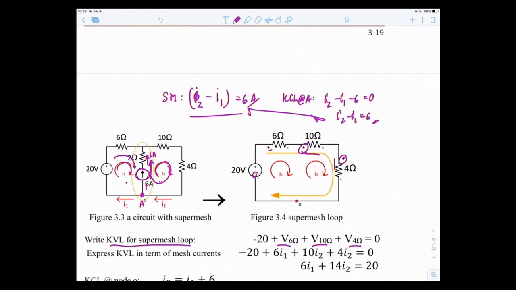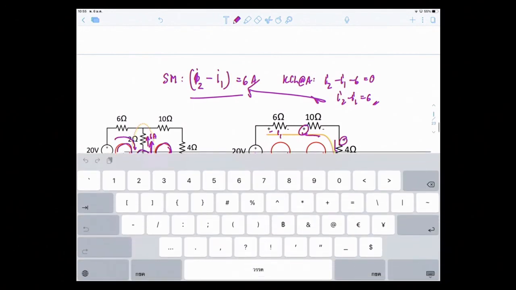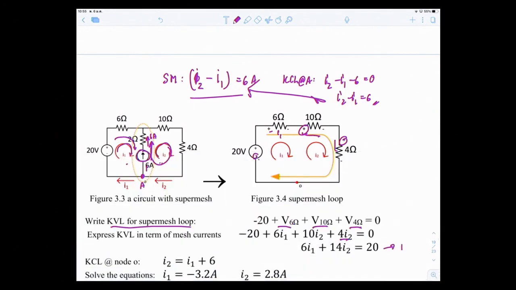And then we change it to the mesh currents form. V across 6 ohms is 6 I1 because I1 passes through the 6 ohms. V across 10 ohms is 10 times I2 because I2 passes through 10 ohms, and the current passing through 4 ohms is also I2, so it's 4 I2 as the voltage drop across 4 ohms. So this is your first equation, which you get from the super mesh.